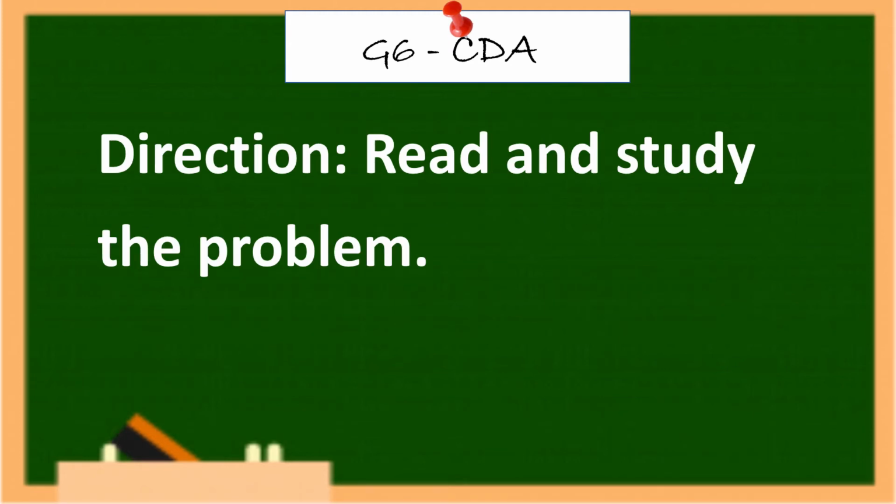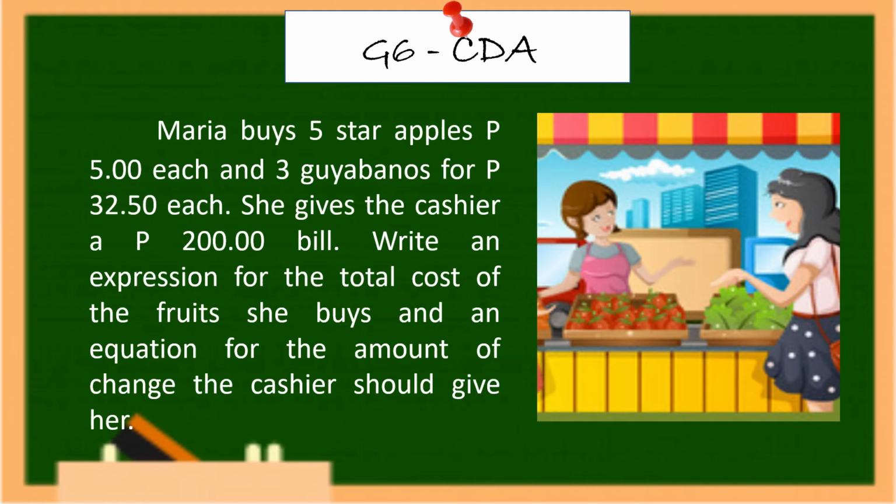Direction. Read and study the problem. Maria buys 5 star apples, 5 pesos each, and 3 guyabanos for 32.50 each. She gives the cashier a 200 peso bill. Write an expression for the total cost of the fruit she buys and an equation for the amount of change the cashier should give her.